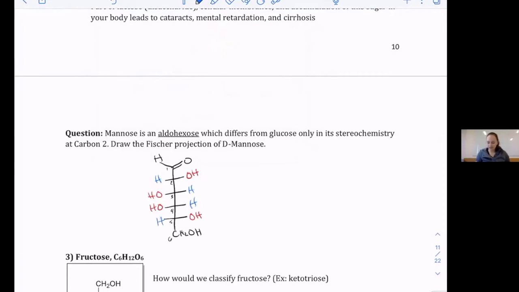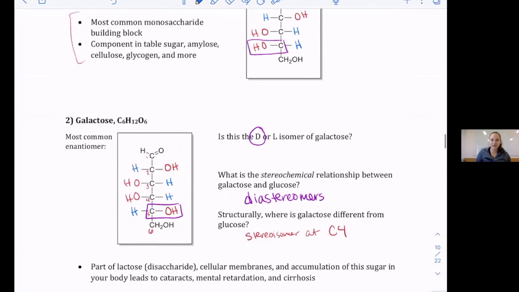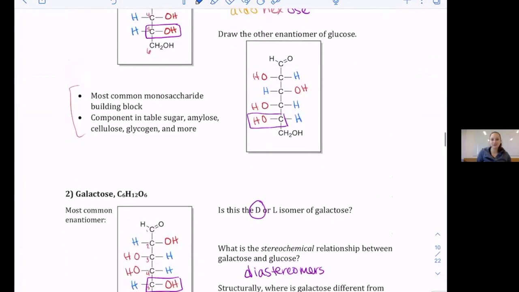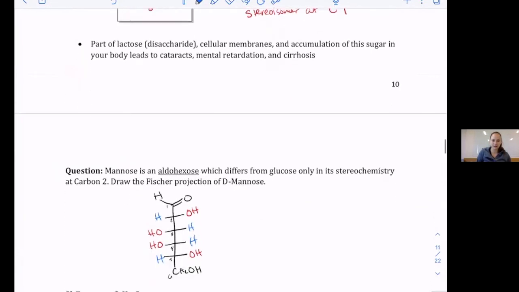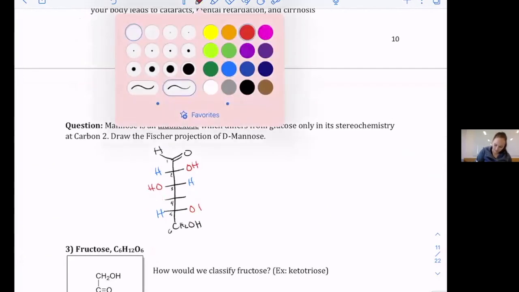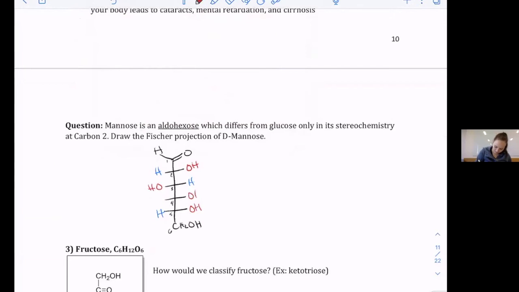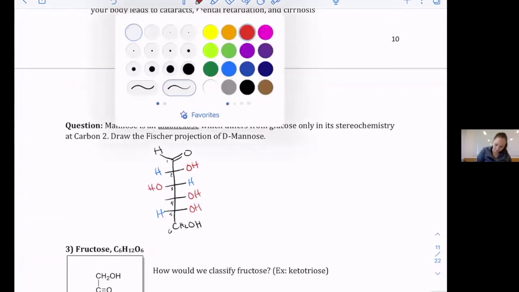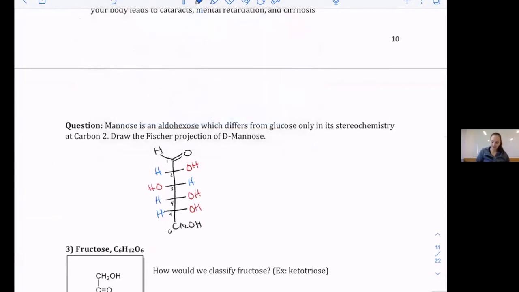And the problem says that the only difference, oh man, it's different from glucose, not galactose. What am I doing? So let's change carbon number 4 back over to the right side. My bad. Okay, so we have glucose here.